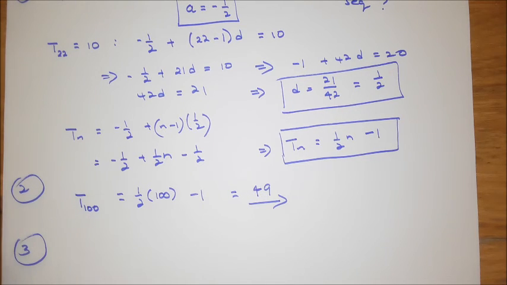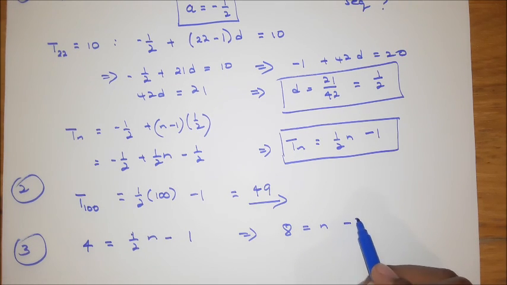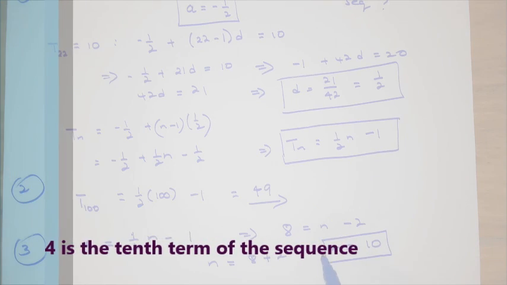Then lastly, we need to find whether positive 4 is in the sequence. So we need to find the value of n that corresponds to positive 4 for the general term there. So basically 1 over 2n minus 1. We multiply by 2 everywhere. So this is going to be 8 is equal to n minus 2. So our n is going to be equal to 8 plus 2. So n is equal to 10. So the 10th term.